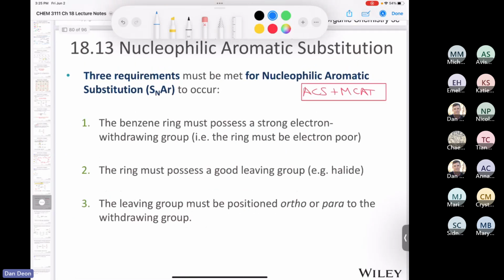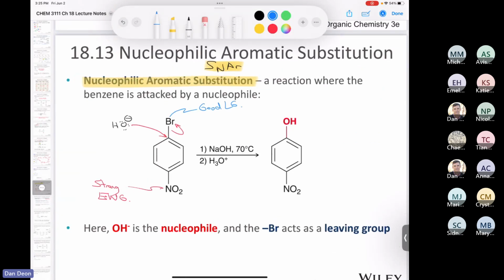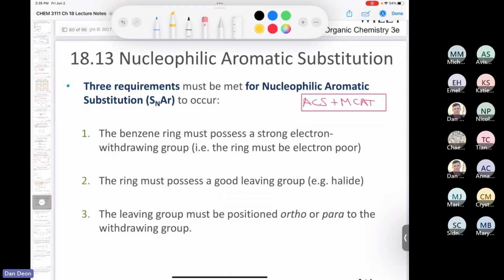What's the third one? The third one is the leaving group has to be either ortho or para to the electron withdrawing group. So if we go back here, the electron withdrawing group is the nitro, and so these are the ortho positions, these are the para positions, and the bromine happens to be in the para position. Good. So the stage is set for our SNAr reaction to work. You have to remember those 3 criteria that must be met in order for an SNAr reaction to occur. And believe me, they will come up on the quiz, and they will come up on standardized exams.